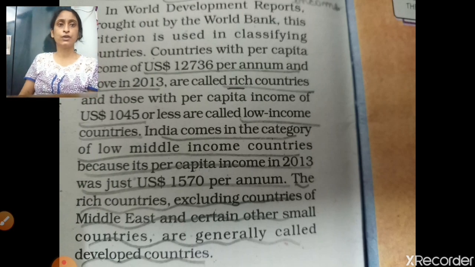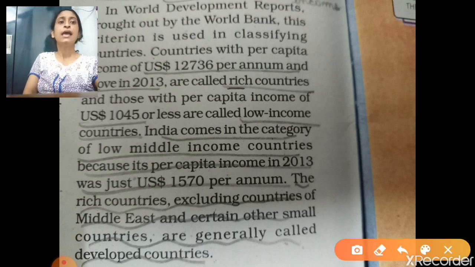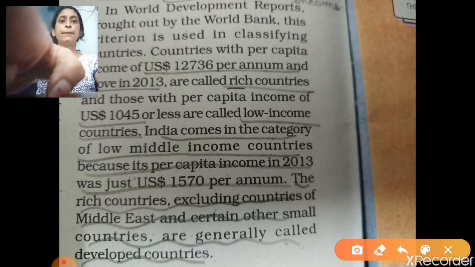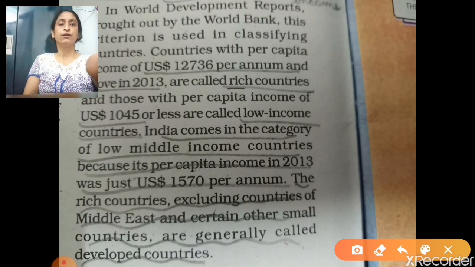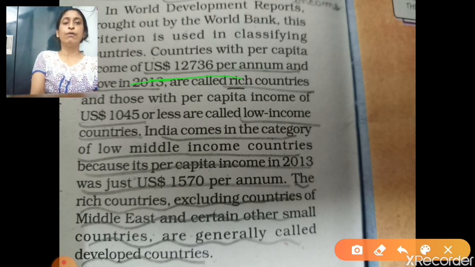Now this is the classification given by the World Development Reports. How they are classifying countries based on the per capita income. As you can see here, there are some figures given. For example, countries with a per capita income of US dollar 12,736 per annum and over in the year 2013 are called the rich countries.